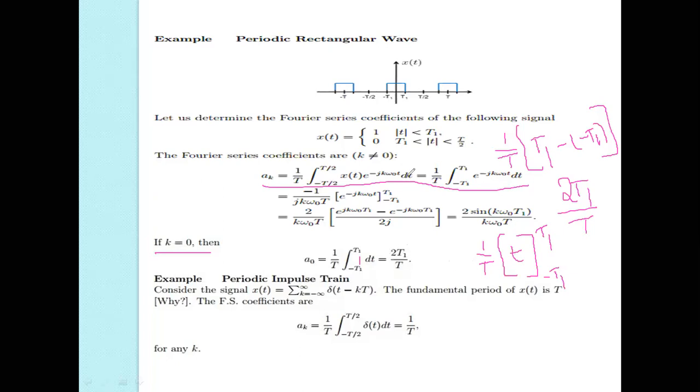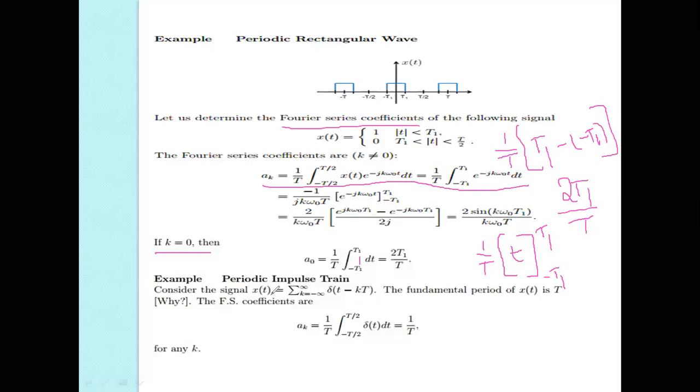So the two coefficients we got are a of k and a of 0. They're asking, for the given periodic rectangular wave, determine the Fourier series coefficients, that is a of k and a of 0. Following my students, another example you can see here: periodic impulse train is given.